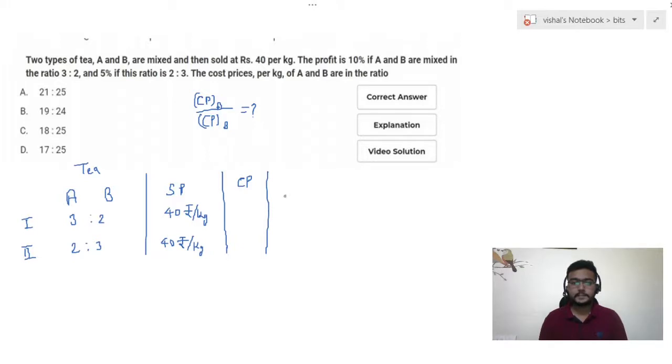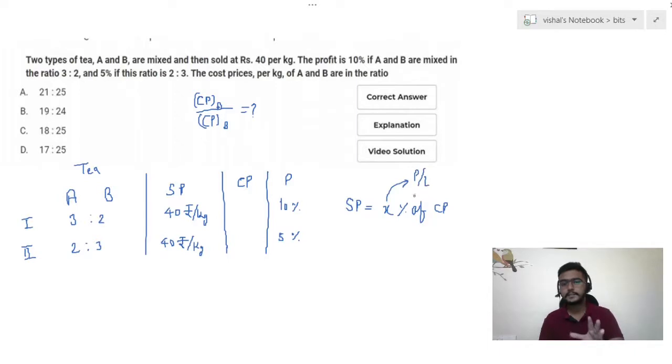The next thing which is given here is the profit percentage. So the profit percentage in the first case is 10%, in the second case it is 5%. Selling price is equal to X percentage of cost price. That means it may be profit or loss. So whatever is given in terms of the profit or loss, we can substitute here and find the value of the selling price or the cost price. So here the cost price is to be found out, and the selling price is given equal. So what can we do here?